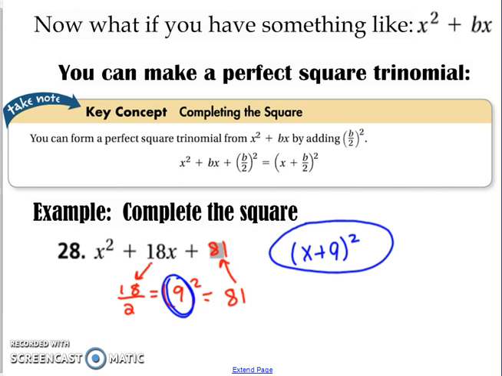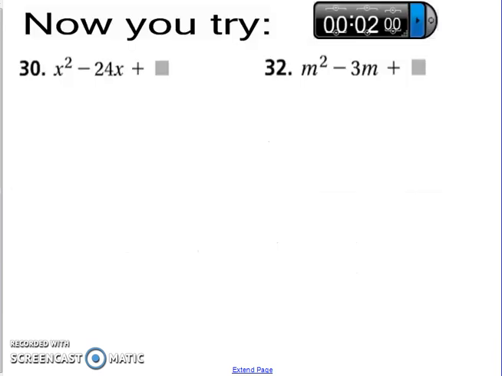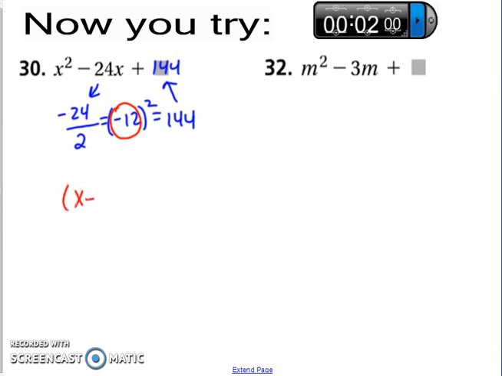So if we look at another example, here our b is negative 24. So we're going to take the negative 24, divide it by 2, we get negative 12. We square it, we get 144. That's the number that we put at the end. So now that's a perfect square trinomial. The number that we got when we divided by 2 was a negative 12, so it's x minus 12 squared.